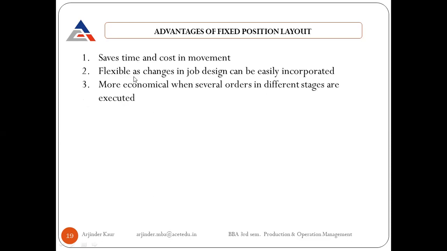Changes can be adjusted. It is more economical when several orders in different stages are executed. Because we have a lot of people who are required for completing the task, if one task is being done on one particular product, all the people who are not required at that stage will sit idle. So this type of layout is more economical when a number of orders are being served at one time, which are in different stages of production.